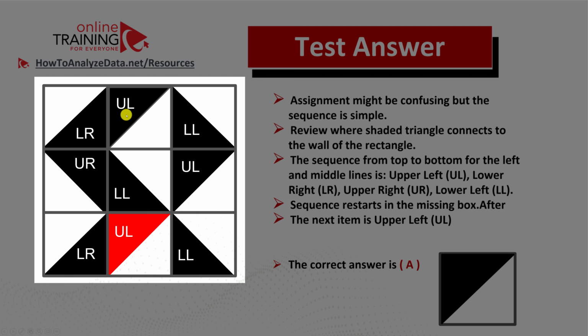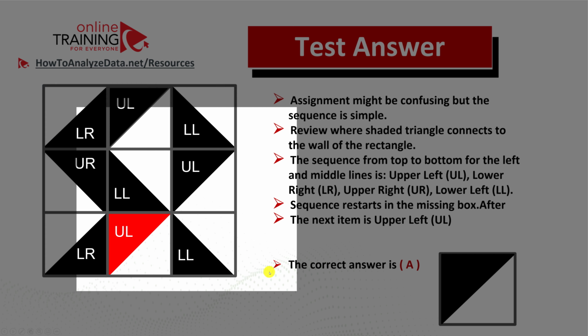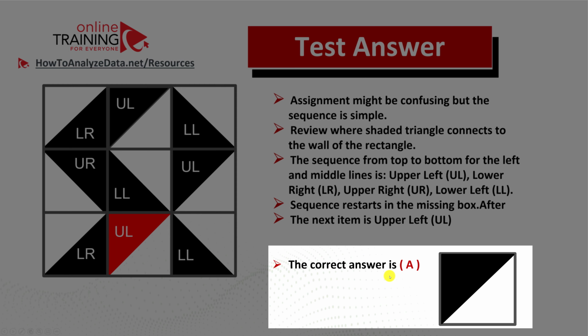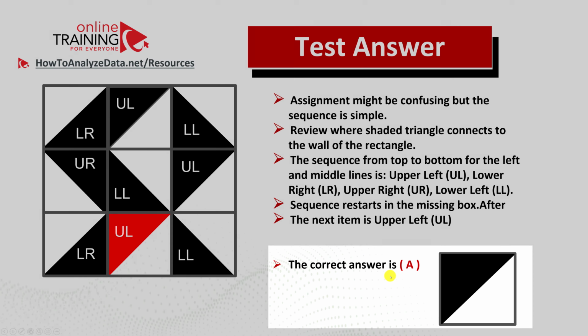And you see that the pattern here restarts. Upper left was the first item in the sequence, so the next item in the sequence would be upper left again. So the correct choice here is choice A, upper left. Hopefully you've nailed this question.